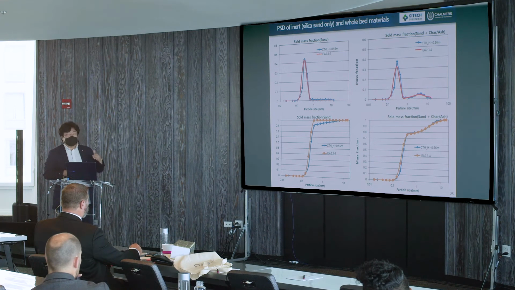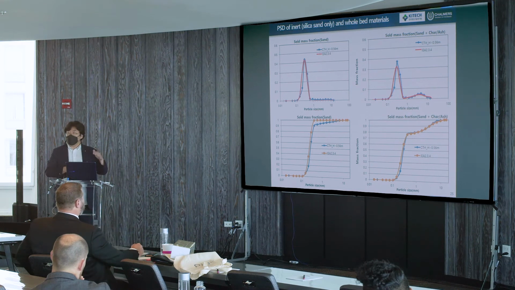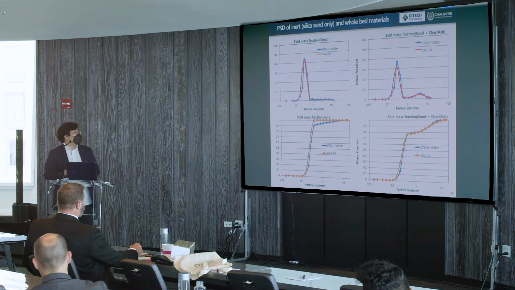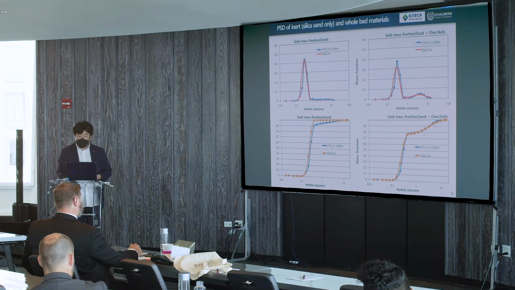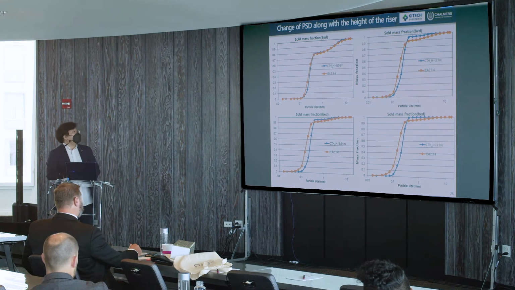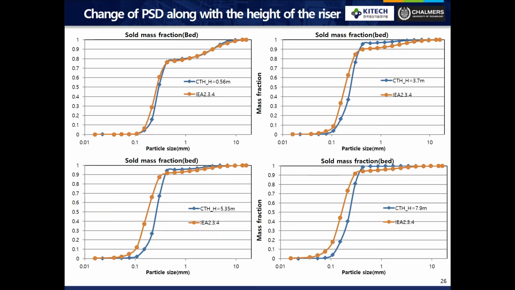So by changing the coefficients for the various models, we can match the two results, experiment and simulation. So this is the dense bed region. The height is like 0.5 meters. And for different heights of the dense bed region, it's 3.7 meters, 5 meters, and 8 meters. There are some discrepancies, but it's because we are trying to fit the model for the dense bed regions for this case. But we think this is acceptable.